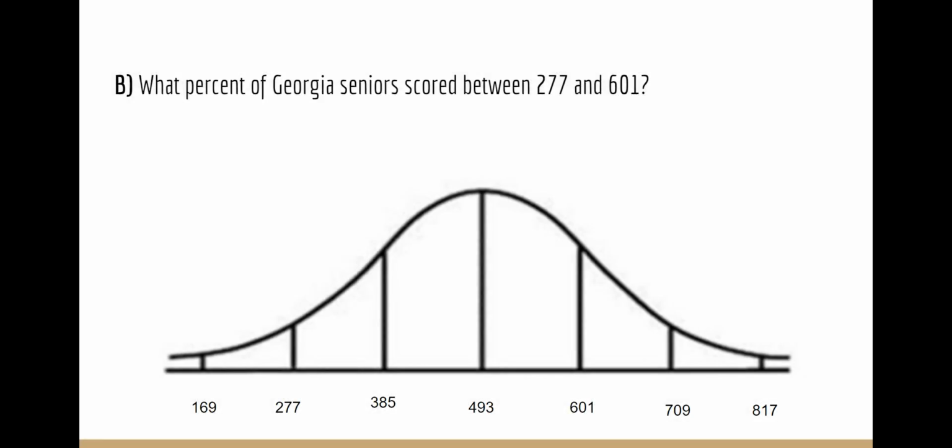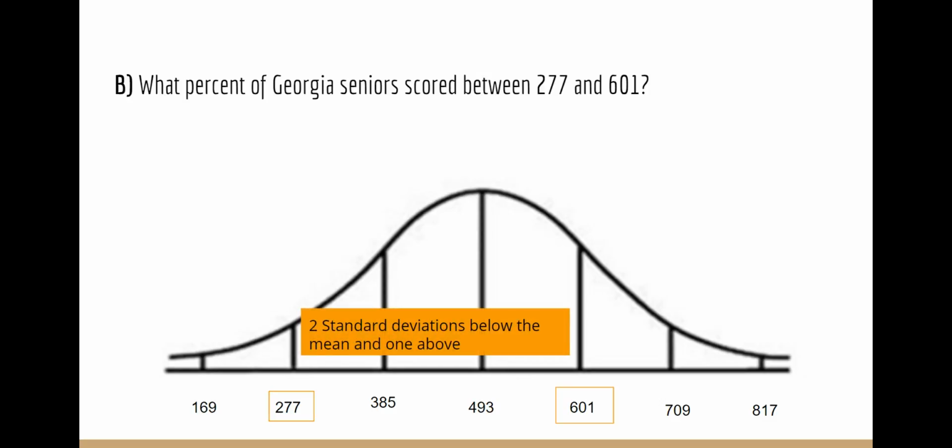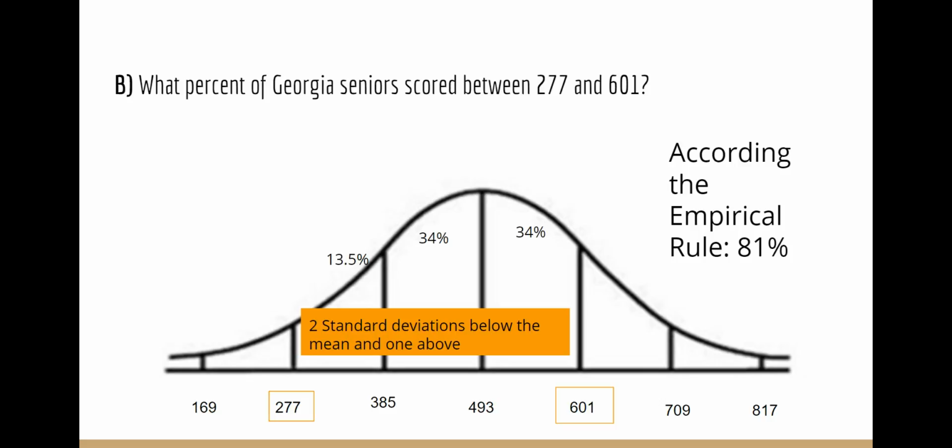What percent of Georgia seniors scored between 277 and 601? So this is just like what we've been doing. We first identify our parameters, 277 and 601. I want to know what's the area underneath the bell-shaped curve from 277 to 601. That's 2 standard deviations below the mean and 1 above. If we are going by the empirical rule, which I totally think you should, we're going to get 81%.